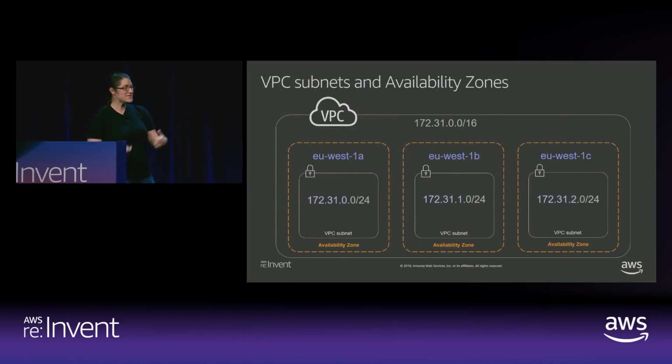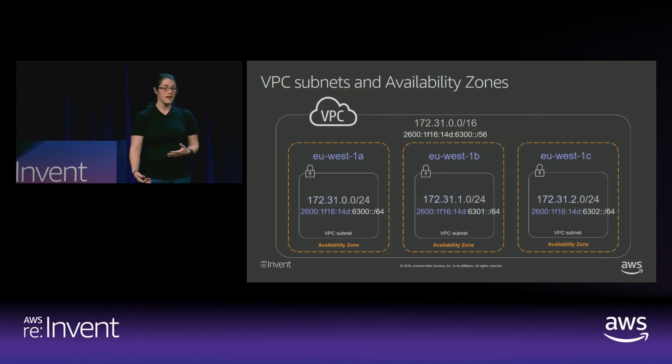OK, so just to demonstrate what this looks like, this is that same diagram from earlier. And your VPC will now have an IPv4 address range and an IPv6 address range. And similarly, on each of your subnets, you can go and add an IPv6 CIDR range to each subnet.